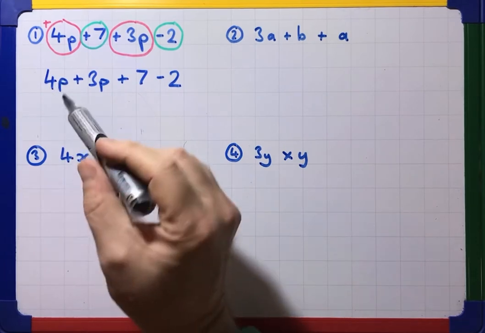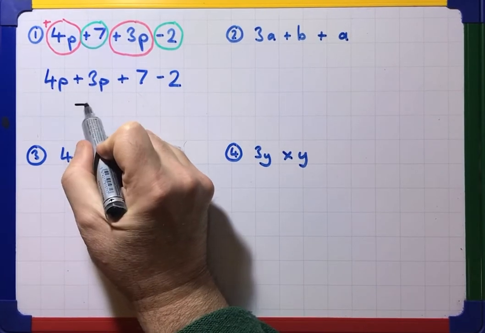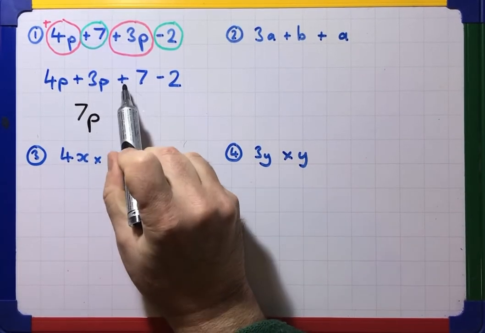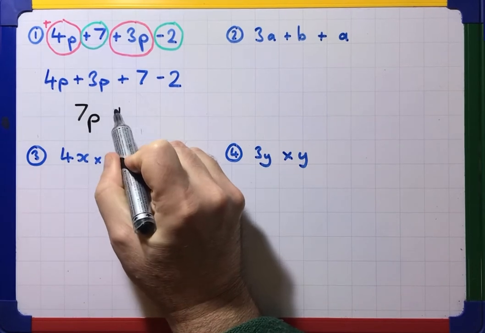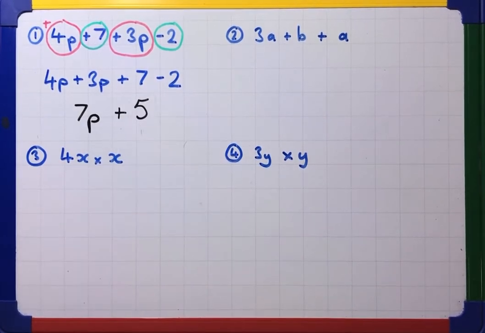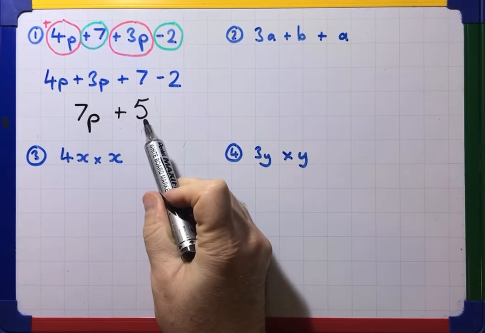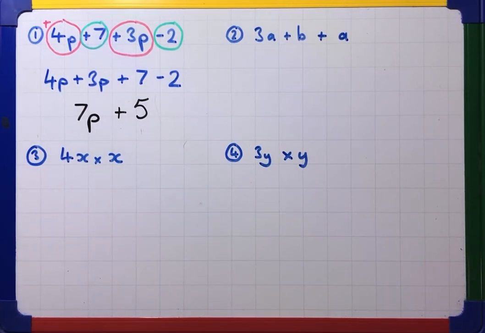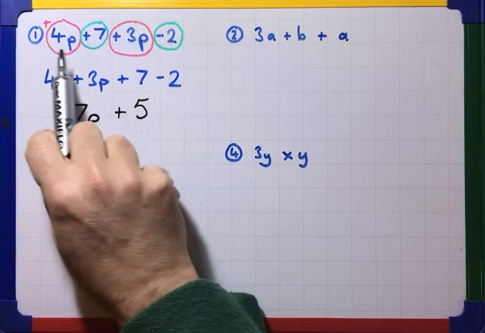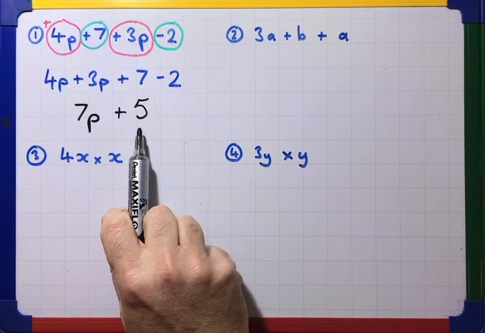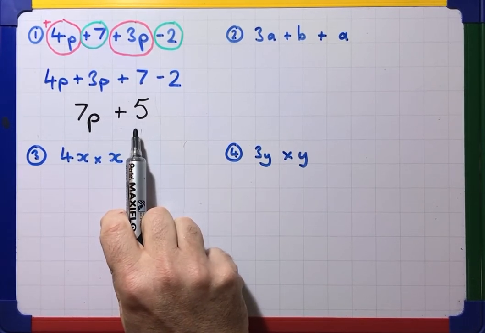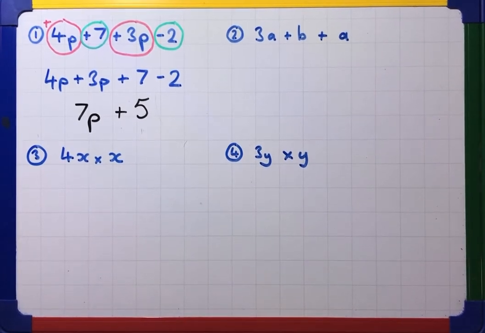If we look at that, 4p plus 3p would give me 7p. That's the p term combined. Then we have 7 take away 2 would leave me with plus 5. We would have to stop at this stage. There's nothing further we can do to that. That's what we'd call its simplified version. Okay, now with something like that, I am happy for you to go straight to this bit here and write down an answer. With these sorts of questions, I don't mind you writing down an answer.